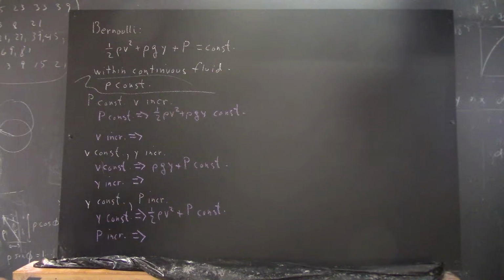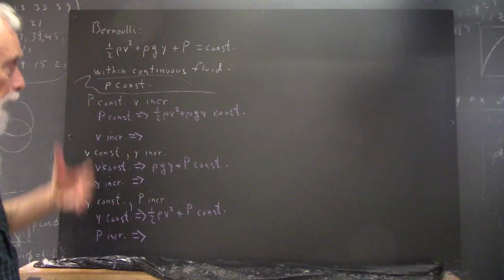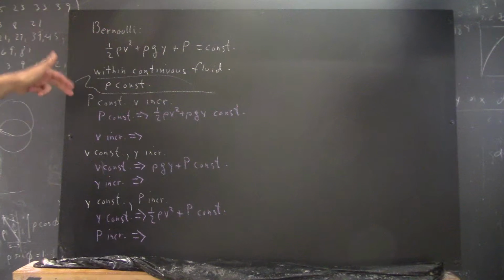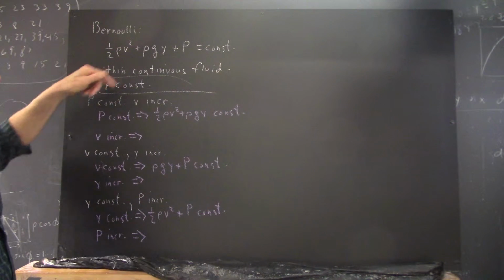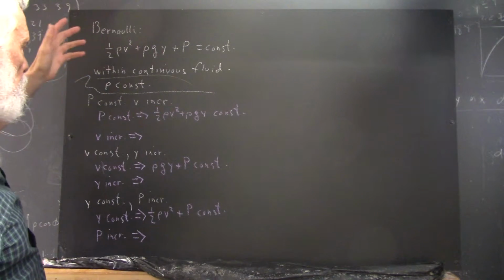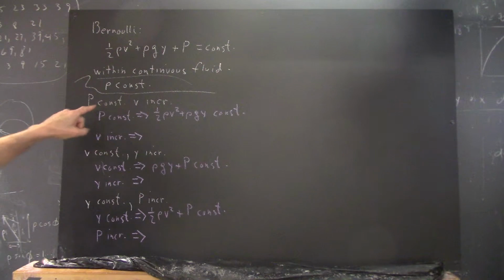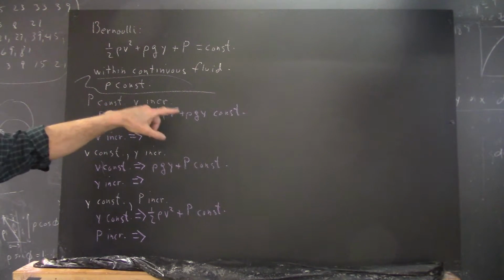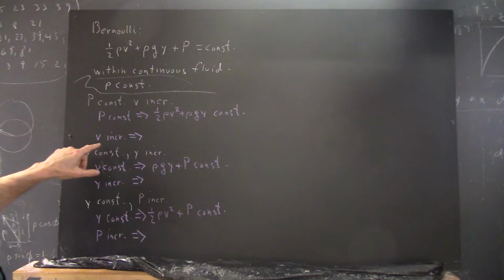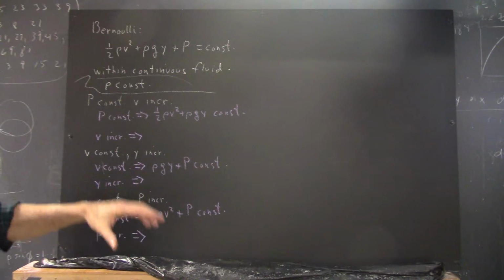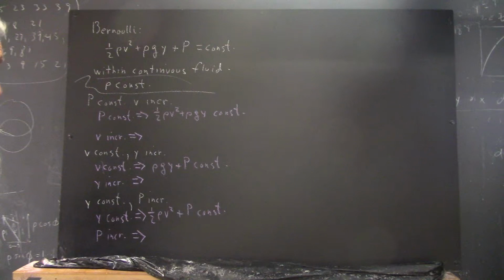The fourth introductory problem set problem asks questions about if pressure remains constant. For example, pressure remains constant, velocity increases. What happens to y? Okay, so you basically have three variables here. You have pressure, you have velocity, and you have y, which is the altitude. So you have pressure, velocity, altitude within a continuous fluid.